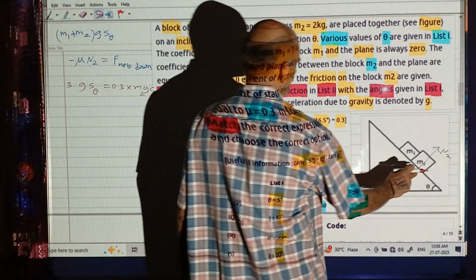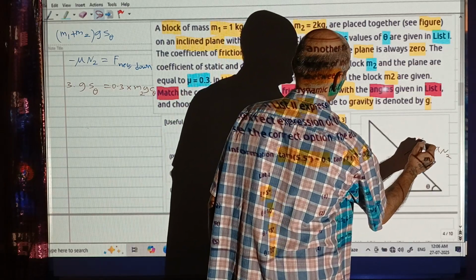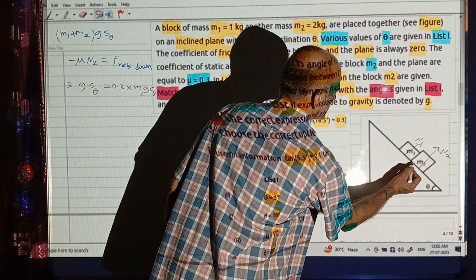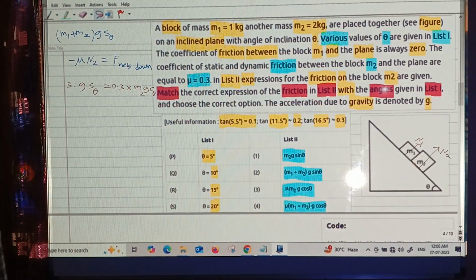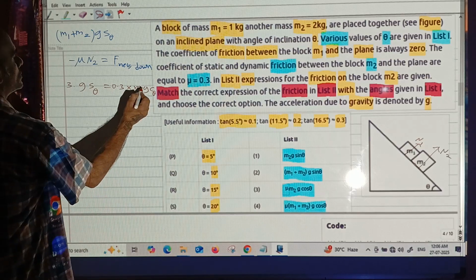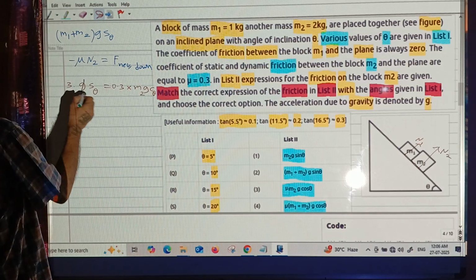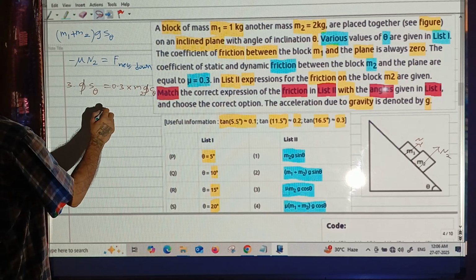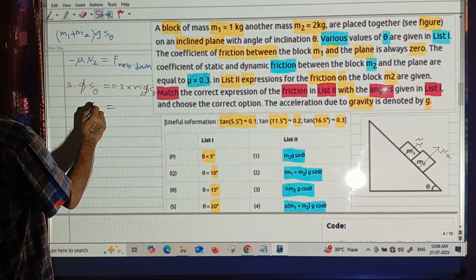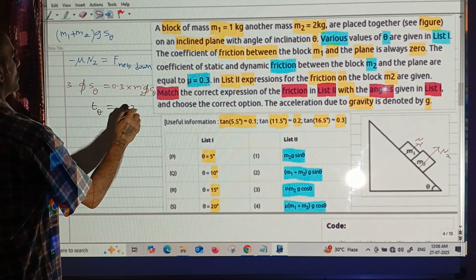The normal reaction N2 is only between this block and the plane. Between this block and the other block is N1. But the friction force is only in this contact, so you have to take the normal reaction N2 only. So the friction force is mu into N2. g will get cancelled, and M2 is 2. So this will give me tan theta as 0.2.